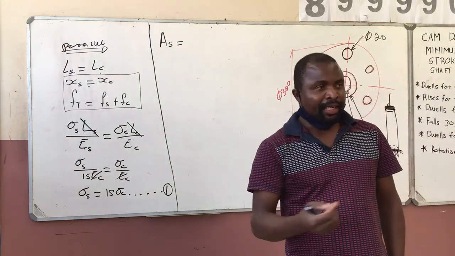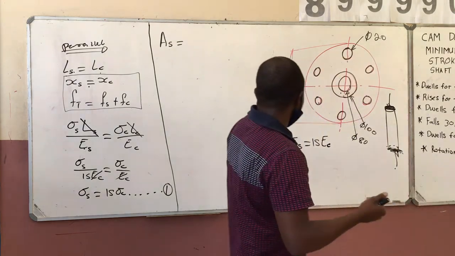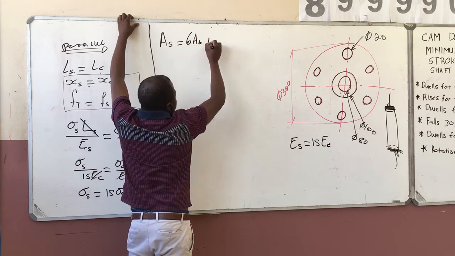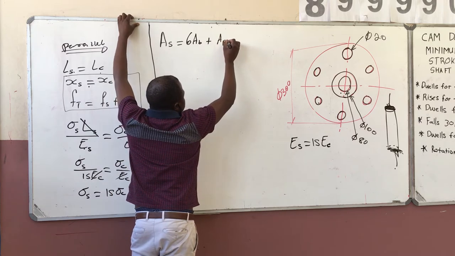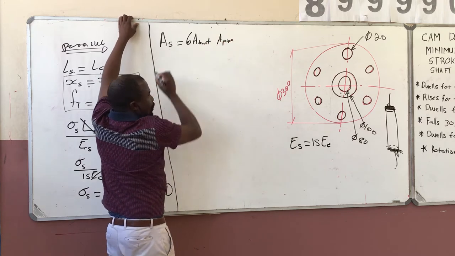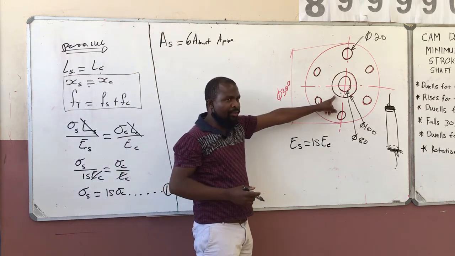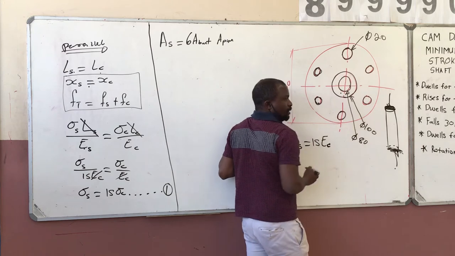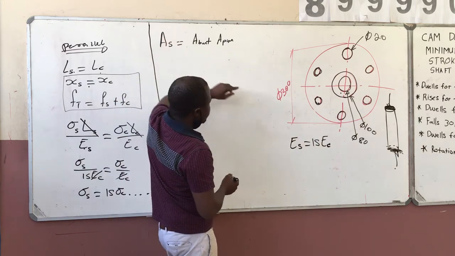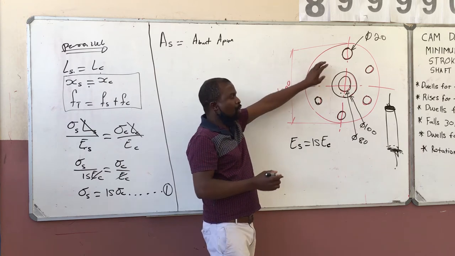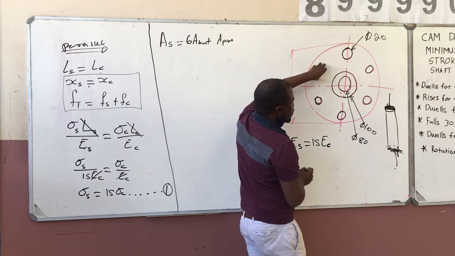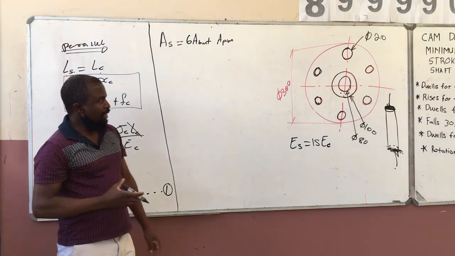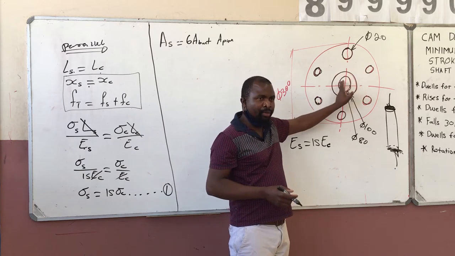We have six bars and one pipe. Meaning the total area will be six times the area of a bar plus the area of a pipe. That is the total area of steel. The pipe is made of steel, and so are the bars. If you do not include the six, you will be calculating for only one bar. So we include six to indicate this area, that area, that area to come. And then you must also include the pipe, because the pipe is also made of steel.